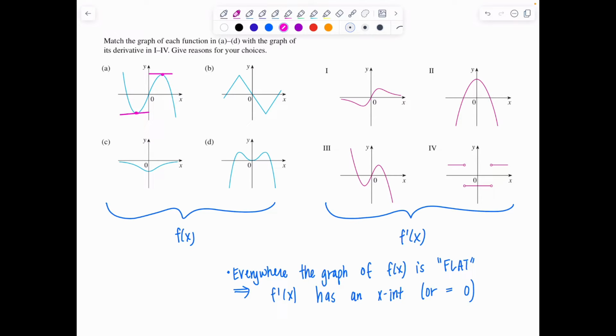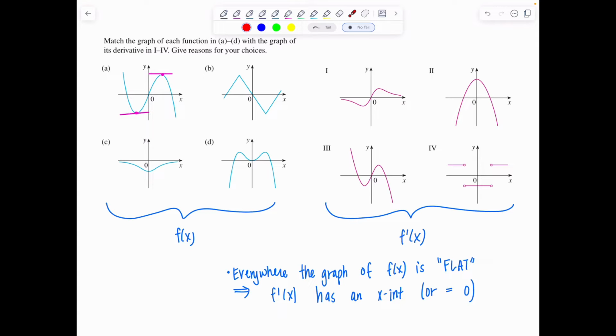Later in the semester, you'll learn it's not a coincidence that these are also places where the graph has a local min and a local max. That's coming up, but that's not what we're talking about today. So don't let me get distracted. That means the derivative should have an x-intercept somewhere around here, and then another x-intercept somewhere around here, because the derivative is equal to 0 there.